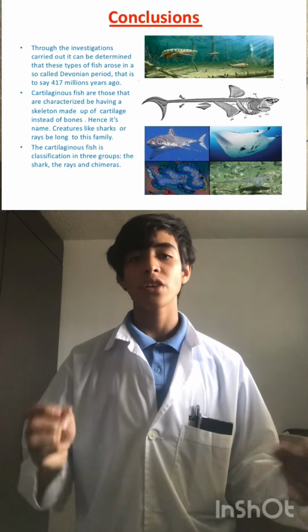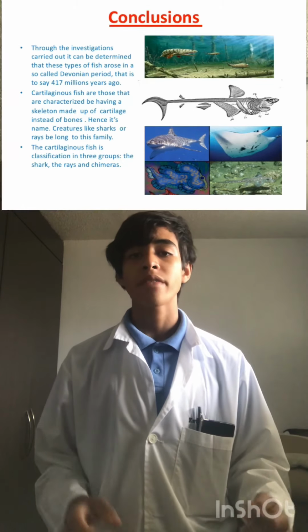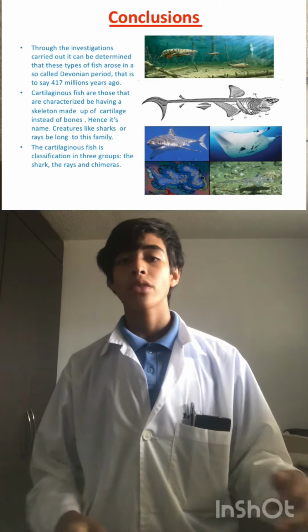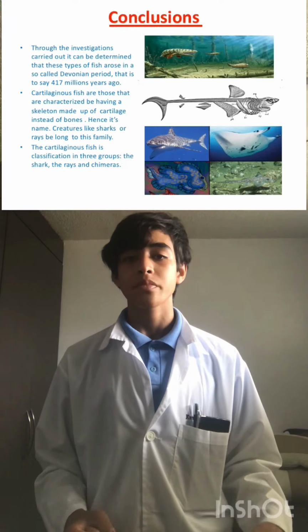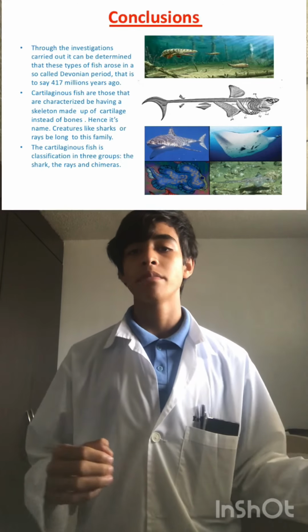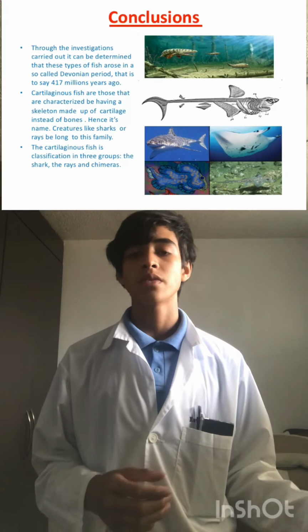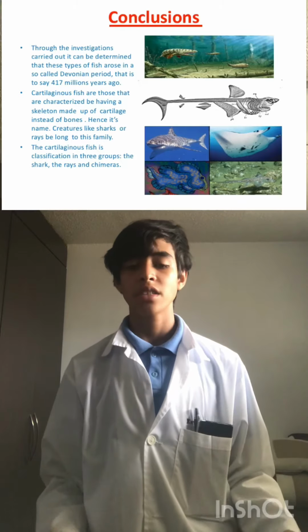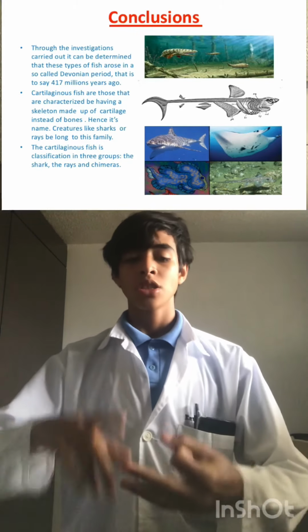Cartilaginous fish are those that are characterized by having a skeleton made of cartilage instead of bone, and the great white shark and the ray belong to this family. The cartilaginous fish are classified in three groups: the sharks, the rays, and the chimeras.